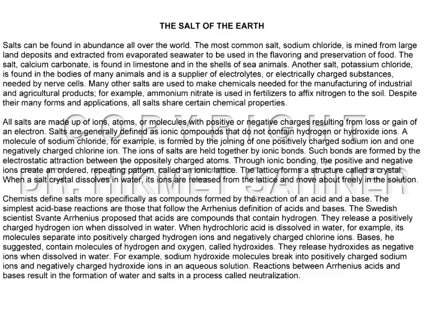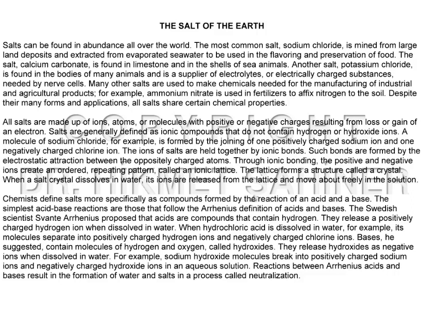Another salt, potassium chloride, is found in the bodies of many animals and is a supplier of electrolytes, or electrically charged substances, needed by nerve cells. Many other salts are used to make chemicals needed for the manufacturing of industrial and agricultural products. For example, ammonium nitrate is used in fertilizers to affix nitrogen to the soil.